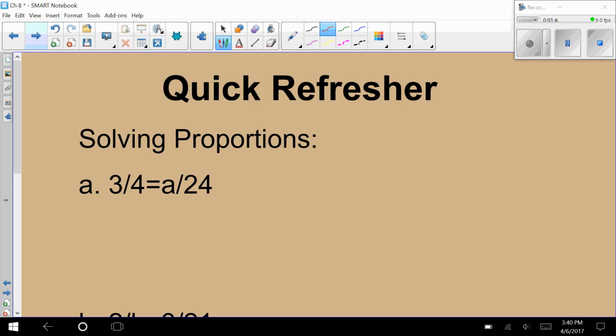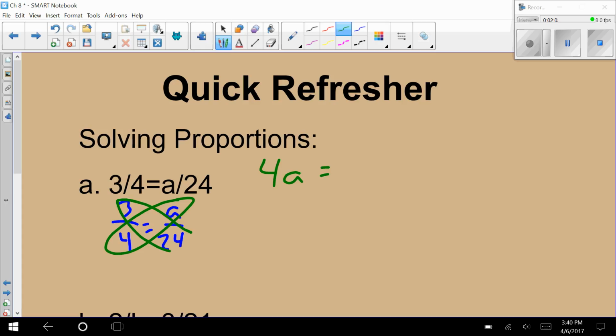Now we're going to refresh solving proportions. Remember, when we solve a proportion, we do cross products. So if this looked a little neater, it would be 3 over 4 equals a over 24. To solve, we do our cross products. 4 times a is 4a, equals 3 times 24, which is 72. Divide both sides by 4, and a equals 18.